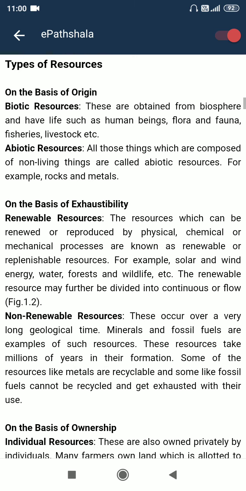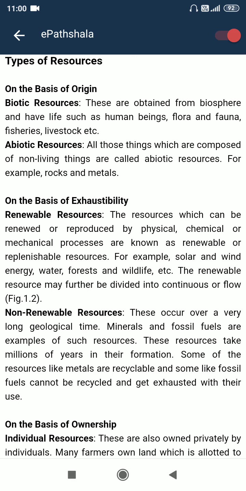Types of resources: on the basis of origin, biotic resources. These are obtained from the biosphere and have life, such as human beings, flora, fauna, fishes, livestock, etc. Abiotic resources: all those things which are composed of non-living things are called abiotic resources. For example, rocks and metals.